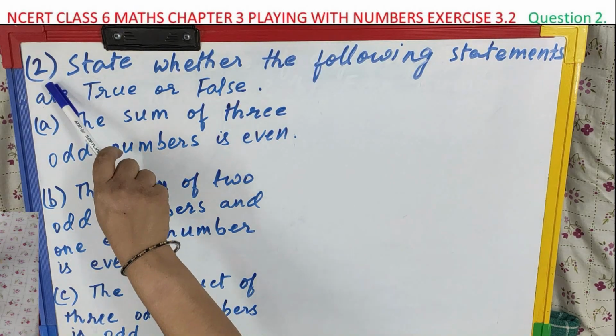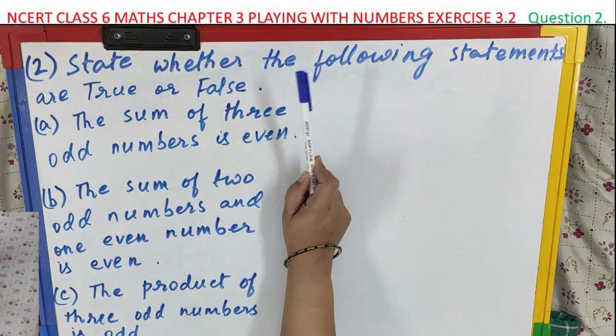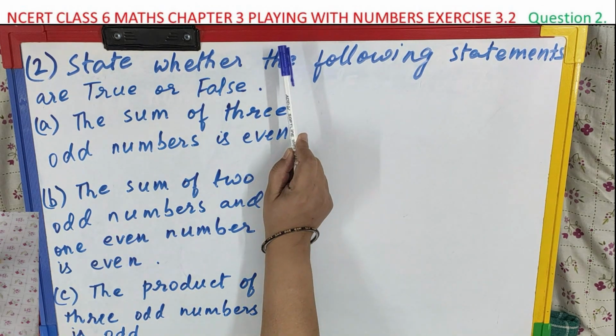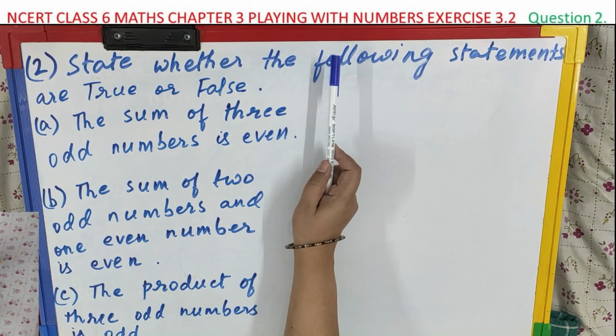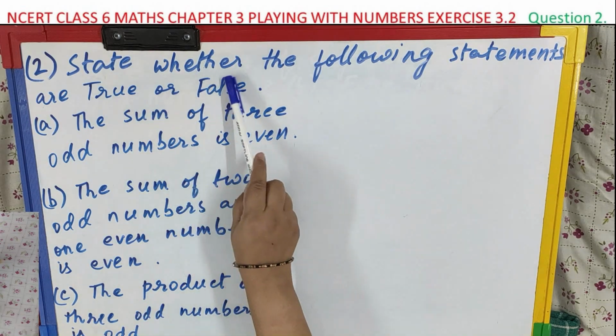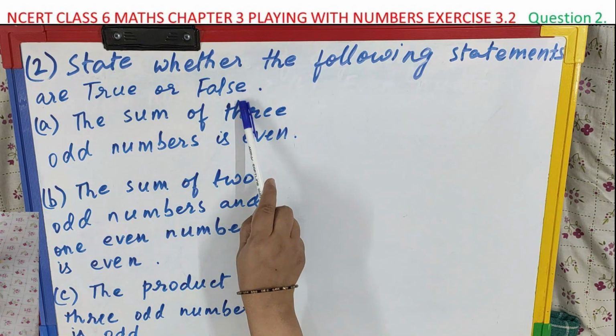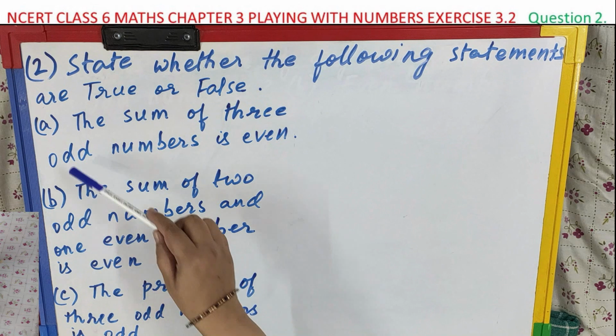In today's class we will do question number 2 of exercise 3.2 from chapter 3, which is Playing with Numbers, from 6th class Maths NCERT book. Now let us see what the question is. State whether the following statements are true or false. There are some statements given, A, B, C.